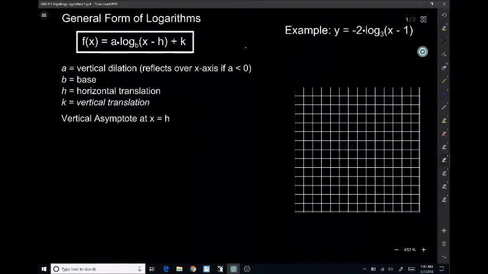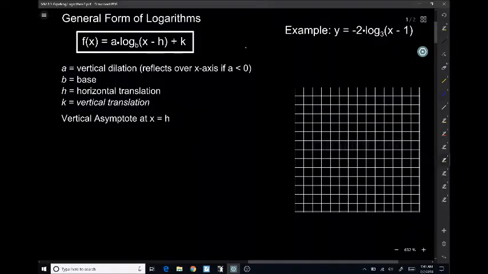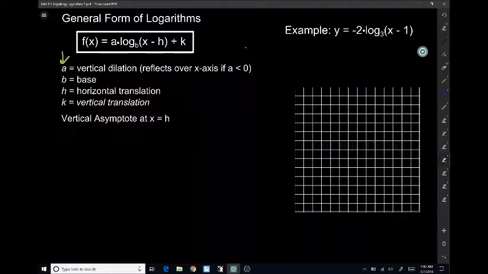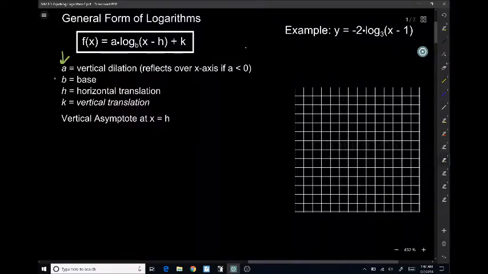The general form of a logarithm is a times log base b of x minus h, plus k. A is your vertical dilation and reflects over the x-axis if a is negative. b is the base, h is the horizontal translation, k is the vertical translation, and there's a vertical asymptote at x equals h.